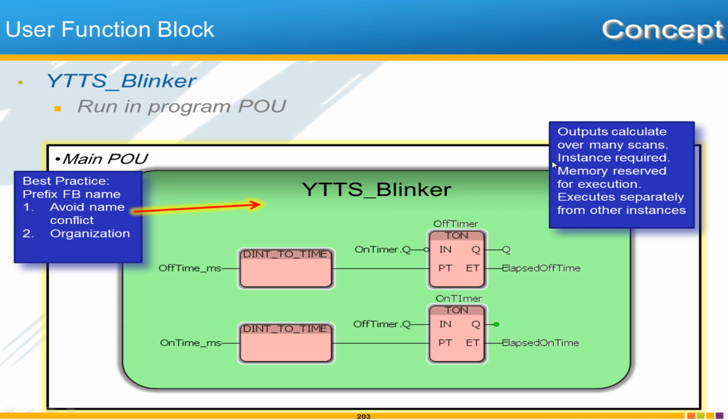Also remember that a function block has more than one output, and those outputs calculate over several scans. Here we're using timers, and so time is involved with this. And so there will be an instance name for every one of these blocks that we use, and these instances allow it to run separately from the other instances.